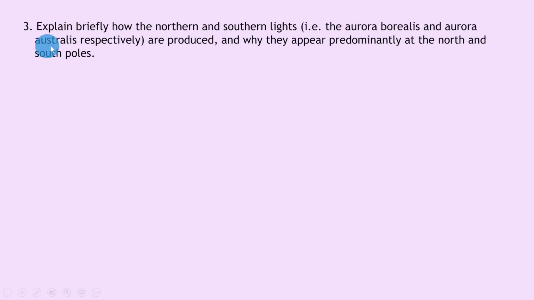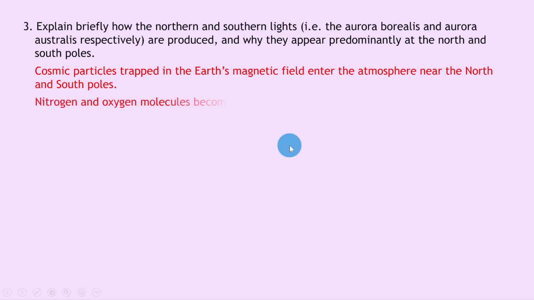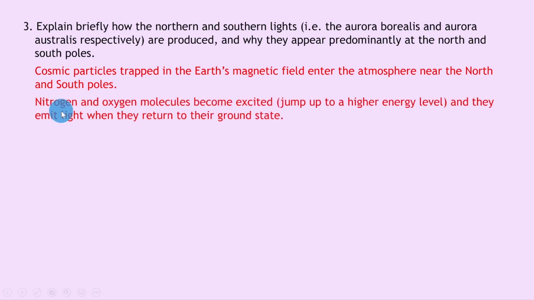Lastly, question 3 says to explain briefly how the northern and southern lights, i.e. the aurora borealis and aurora australis respectively, are produced, and why they appear predominantly at the north and south poles. Well, we can say that cosmic particles trapped in the Earth's magnetic field enter the atmosphere near the north and south poles, and these cosmic particles interact with molecules in the air like nitrogen and oxygen, and we say that nitrogen and oxygen molecules become excited, i.e. jump up to a higher energy level, and they emit light when they return to their ground state.